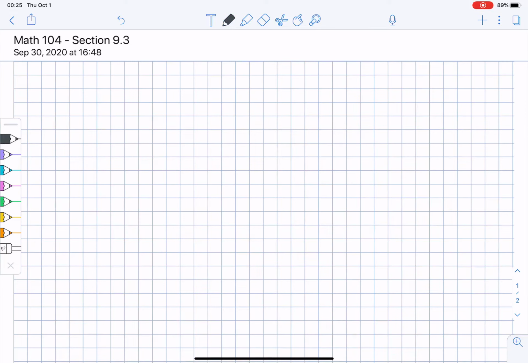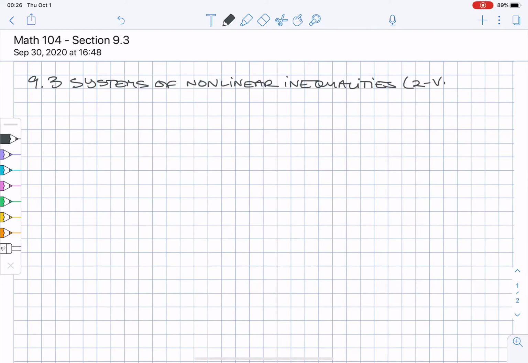Okay, so welcome to section 9.3, which is systems of nonlinear inequalities in two variables, but it's not only inequalities, it's also just systems of nonlinear equations.